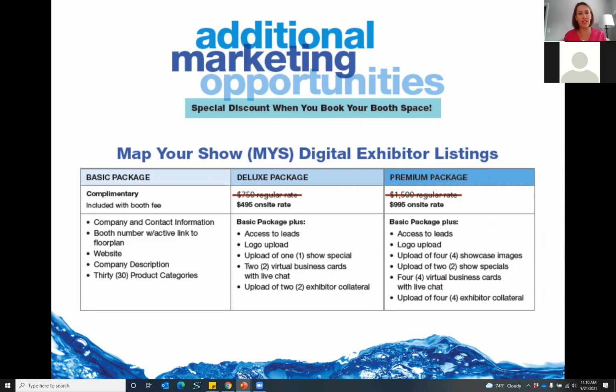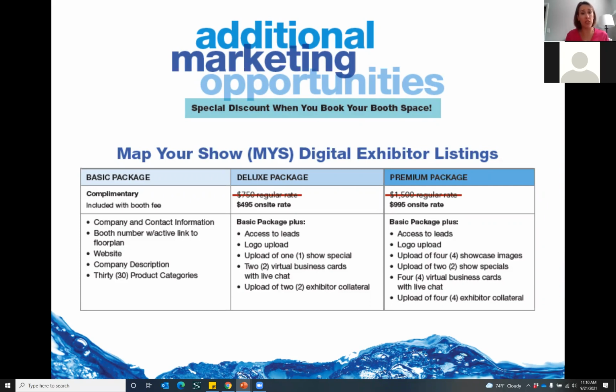So the first offerings are your Map Your Show digital exhibitor listings. With your booth reservation, you automatically get a basic package included complimentary. So your listing would include your company and contact information, your booth number that links to the floor plan, your website, company description, and 30 product categories. Beyond that, you have an opportunity to upgrade to the deluxe or premium package at a 34% discount on site.